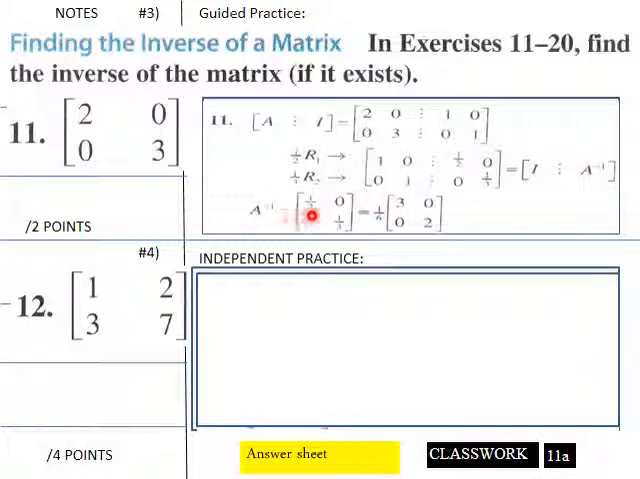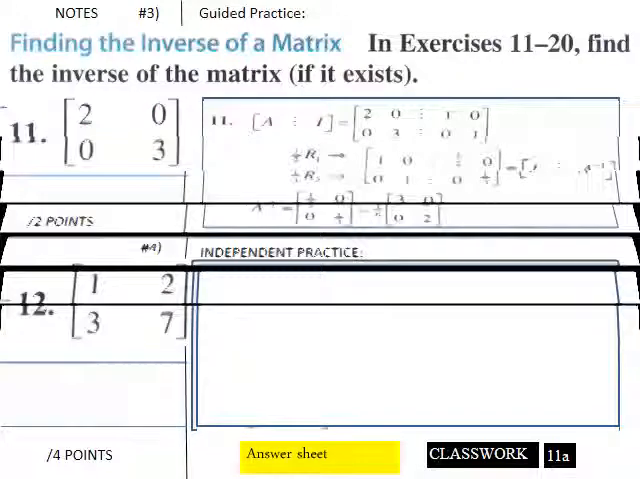So the inverse of A would be 1/2, 0, and then 0, 1/3. And then we can pull these fractional parts of our matrix out by multiplying through by 1/6. Then 3/6 will be 1/2, and 2 times 1/6 will be 1/3. So here is our inverse matrix for this matrix.